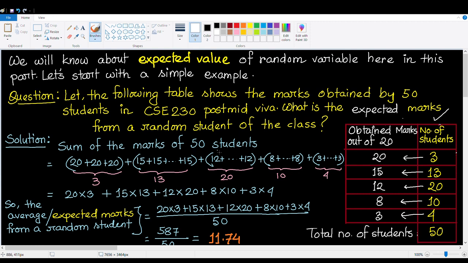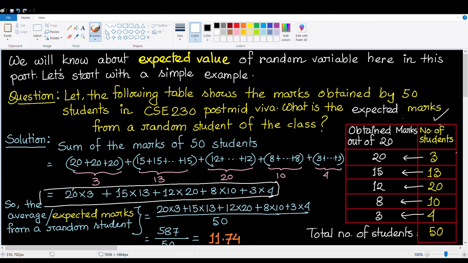First, we have to determine the sum of the marks of 50 students. Here you see 3 students got 20, therefore we have added 3 20s and then 13 15s and so on, right? And then we can write 20 times 3 plus 15 into 13 plus 12 into 20 plus 8 into 10 plus 3 into 4. So this is the total marks obtained by 50 students of the class together.